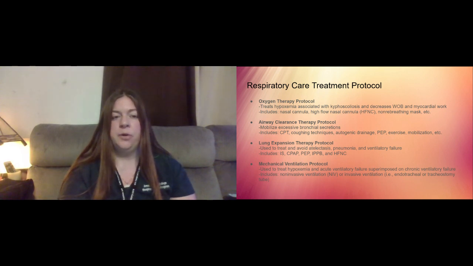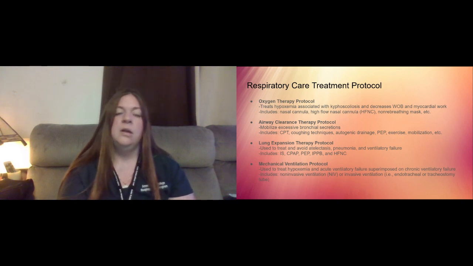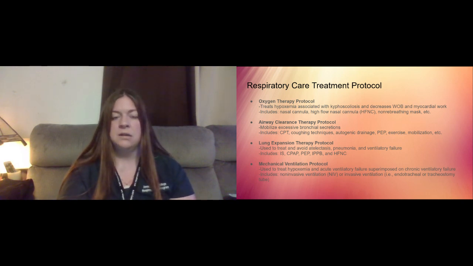Respiratory care treatment protocol: we have the oxygen therapy protocol, which treats hypoxemia associated with kyphoscoliosis and decreases the work of breathing and myocardial work. This can include nasal cannula, high-flow nasal cannula, and a non-rebreathing mask. Airway clearance therapy protocol, which is used to mobilize excessive bronchial secretions, and it can include CPT, coughing techniques, autogenic drainage, PEP, exercise, and mobilization.